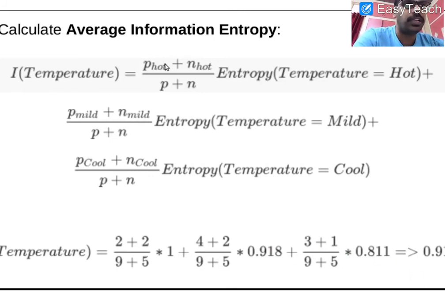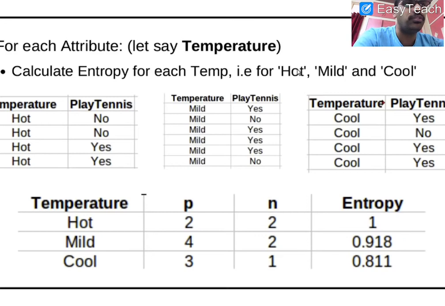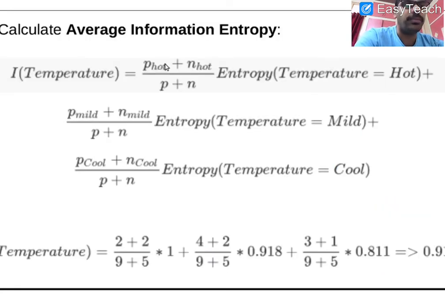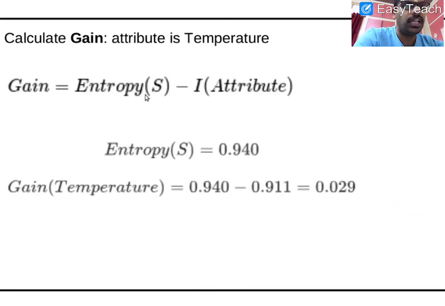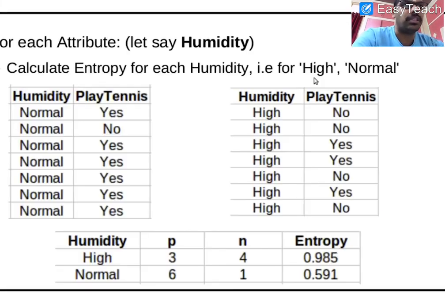Just now we computed entropy, right? So these entropy values we are going to use in average information entropy. After getting the average information entropy, total entropy minus average. So this will be the gain of temperature. Gain of temperature. And now I am going to take the humidity.